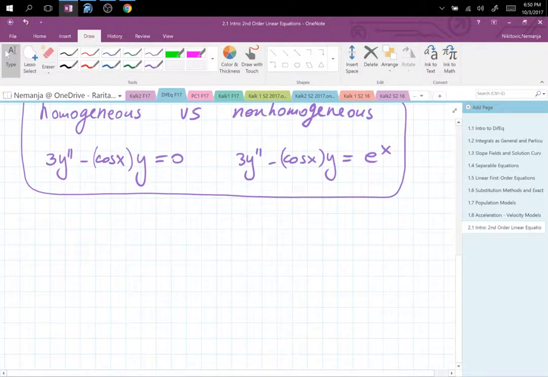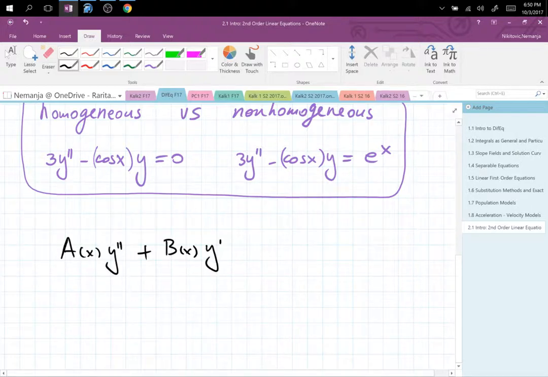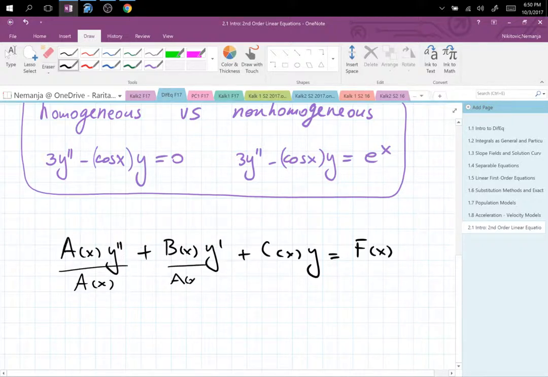Now, what we're going to do is divide the entire equation we started from by a of x. So I have a of x y double prime plus b of x y prime plus c of x y equals f of x, and I will divide everywhere by a of x. Now a of x cannot be 0, because if it was 0, we can't do it.